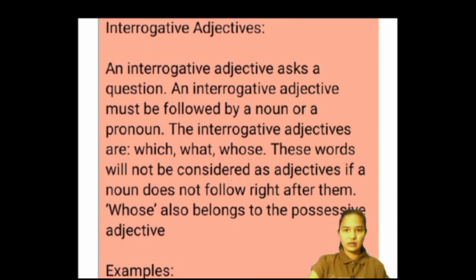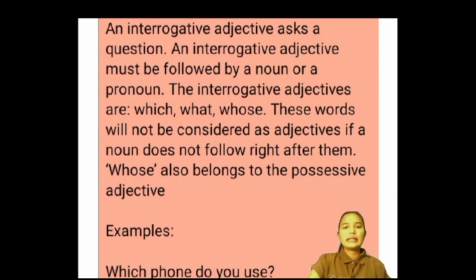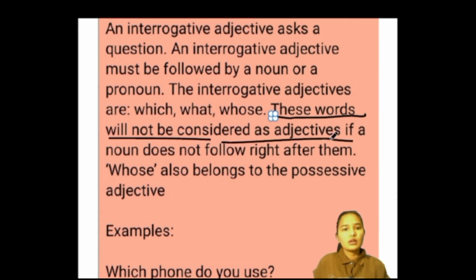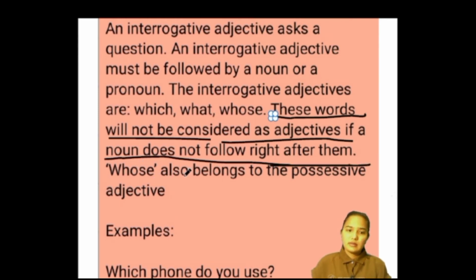Now, interrogative adjective. What does it mean? Interrogative means question, right? So an interrogative adjective asks a question. An interrogative adjective must be followed by a noun or a pronoun. The interrogative adjectives are which, what, whose. Here is a note you have to keep in mind: these words will not be considered adjectives if a noun does not follow right after them. Whose also belongs to possessive adjective.